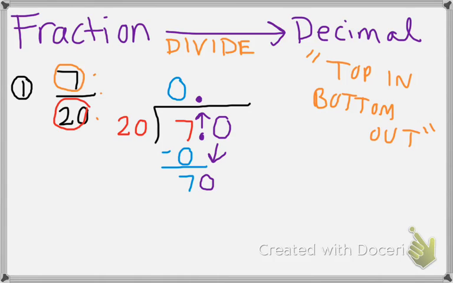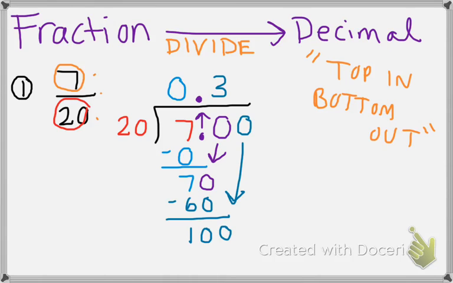Now you ask yourself, how many times does 20 go into 70? Well, it doesn't go in evenly, but 20 times 3 gives us 60. I think that's the closest, because 20 times 4 would be 80 and that's too big. So let's try 3. 3 times 20 is 60. 70 minus 60 is 10. Now we have to add another 0 to bring down because there are no other digits there. 20 goes into 100 evenly 5 times, because 5 times 20 is 100. So we have our remainder 0.